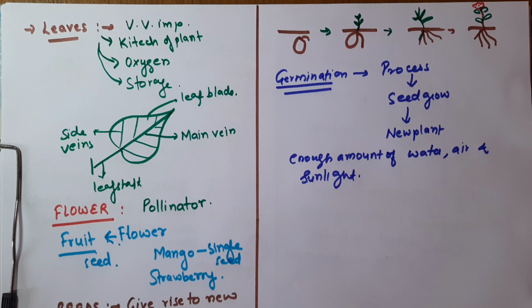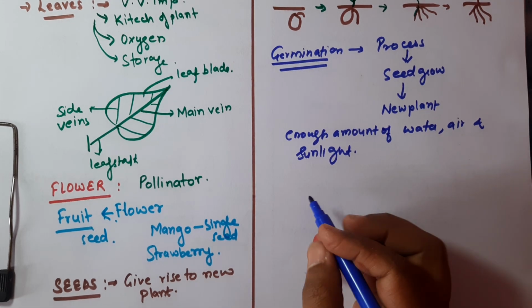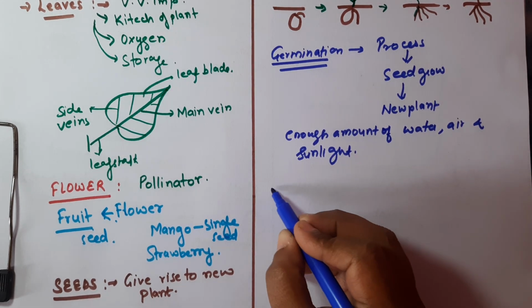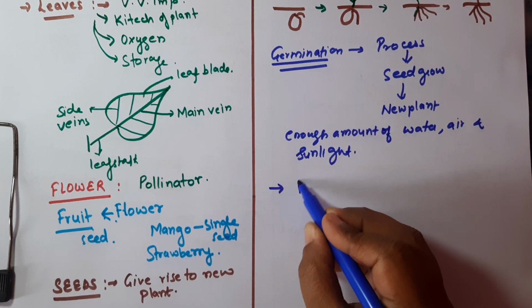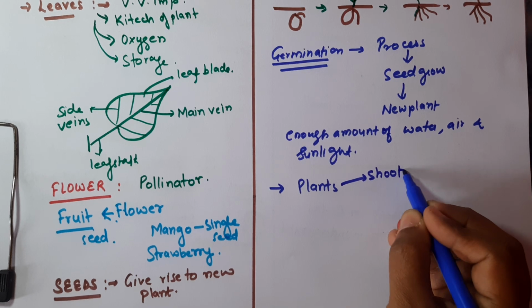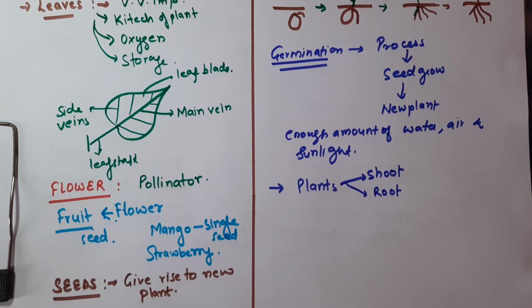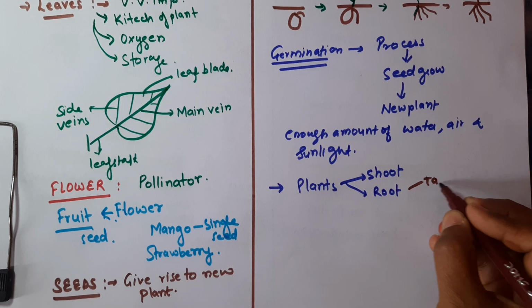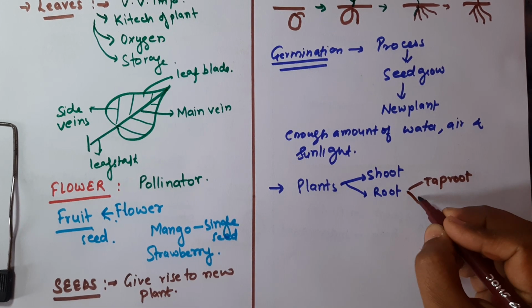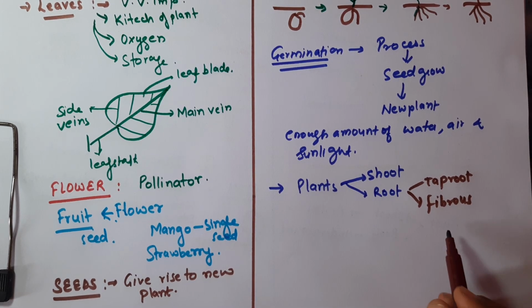So student, this is all in this video. Let's just quickly have a recap about these plant parts. Basically, students, the plant is divided into two parts. The above-ground portion is known as shoot, the below-ground portion is known as root. Now the roots are of two kinds: the taproot and the fibrous root. Taproot is observed in the case of carrot, and fibrous root is observed in the case of wheat.